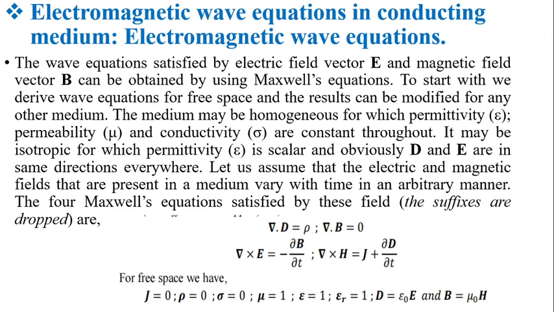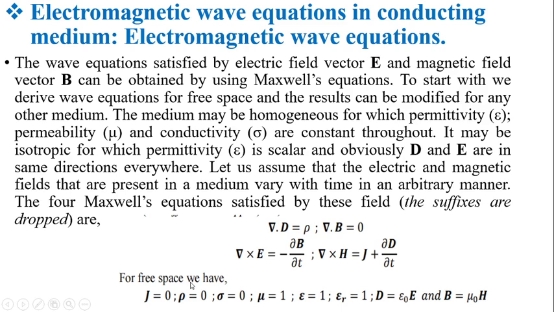Now let us assume that the electric and magnetic fields present in the medium vary with time in an arbitrary manner. The four Maxwell equations satisfied by these fields are: del dot D equals rho, del dot B equals 0, del cross E equals minus delta B by delta t, and del cross H equals J plus delta D by delta t.